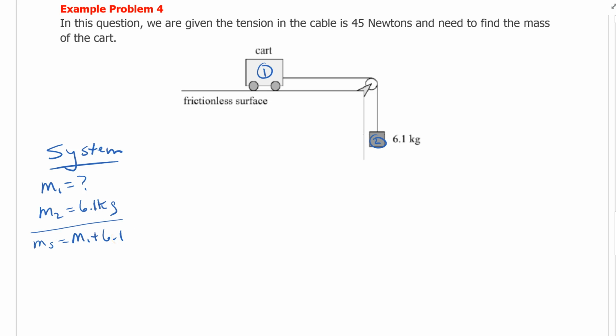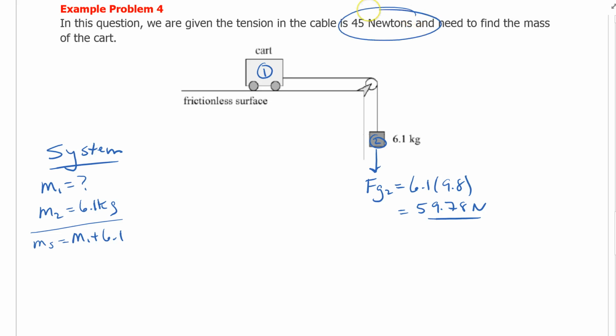And then if we think about the free body diagram here, this one we know FG2. Well, we can figure that one out. That's going to be 6.1 times 9.8, so that would be 59.78. It works out to. And then we're told that the tension is 45 newtons, so we've got a tension upwards here of 45, and we know this tension is 45.